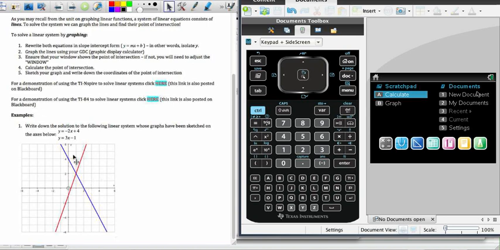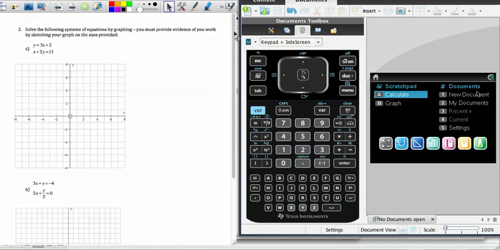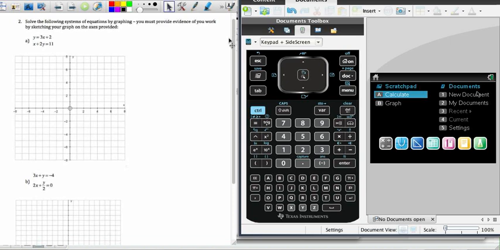So linear systems are lines, and we graph both of them and find the point of intersection. So what we're going to do now is work through examples 2a and b using your Nspire to demonstrate how to use it. Okay, so in example 2a, the first equation y equals 3x plus 2 is already in the form that we need it.